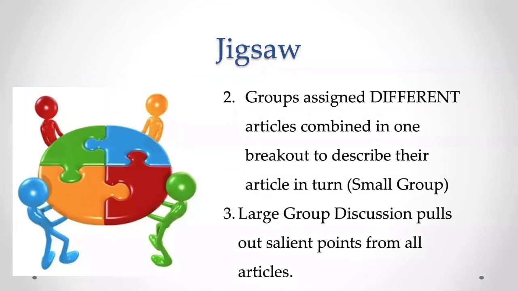So you'd have a group of 4, for example, and they take turns to summarize and describe their article to the group. Therefore, each student read 1 article, but they're going to benefit from the summary of all 4 of those articles. Following that, you often do a large group discussion, pulling out and drawing together the salient points from all of those articles. And I think that's really nice.